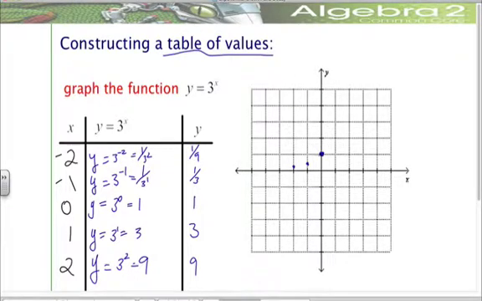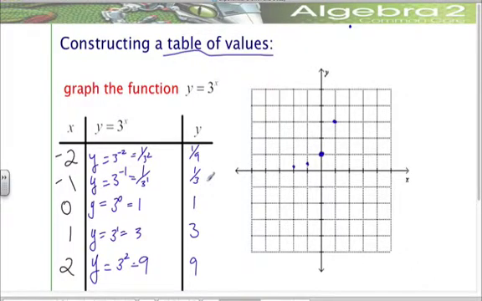And I want you to pay attention to this point because that particular point is going to become very important when we talk about how to graph these functions without using a table of values. 0, 1. Remember, anything to the 0 power is 1, right? All right, so my next point is 1, 3. If x is 1, y is 3, like this. And my last point is 2, 9. Now, obviously, my graph isn't big enough for this, but we'll just approximate. 2, 9 is probably going to be somewhere way up there.